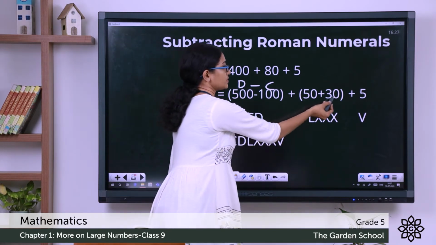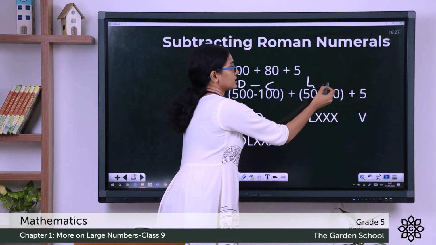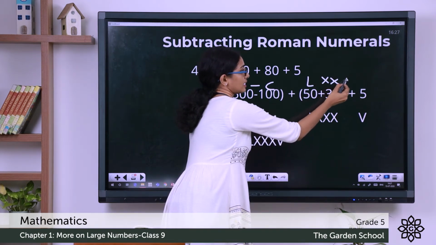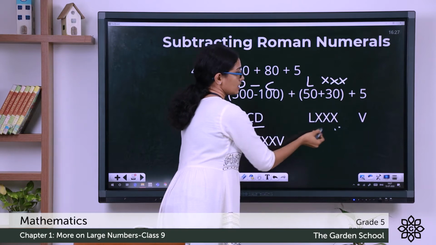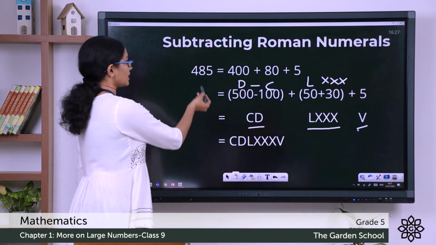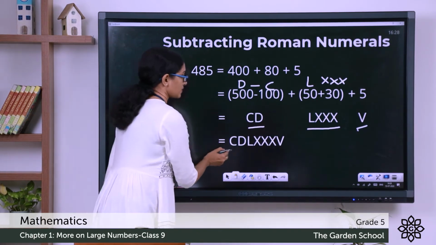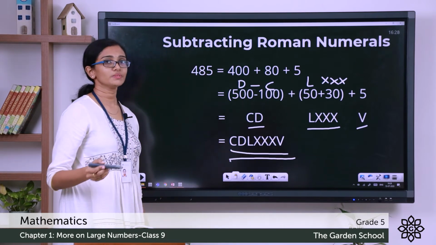Then 50 plus 30. 50 it's L and 30 is represented by 3 X's. So 50 plus 30 we can write like this. Then we have 5. So the equivalent Roman numeral for 485 equals this one. I hope this is clear to you.